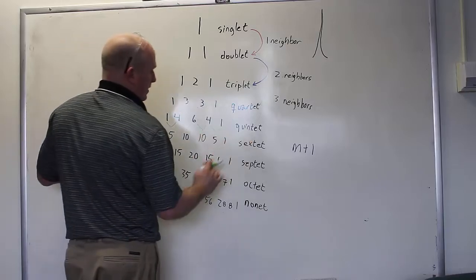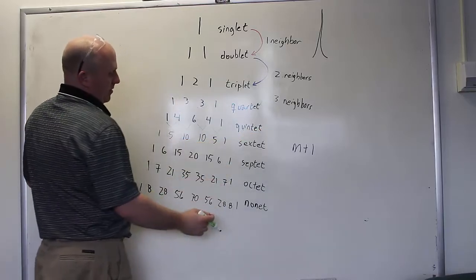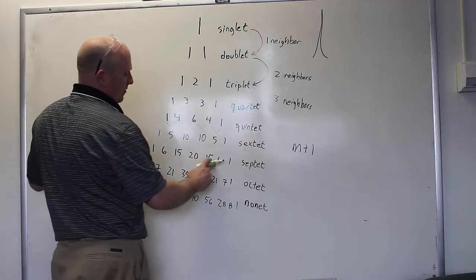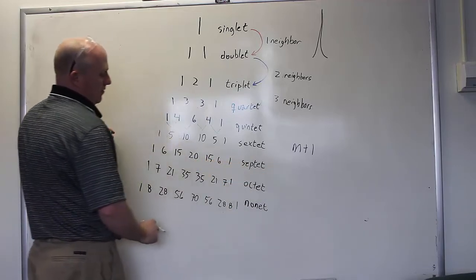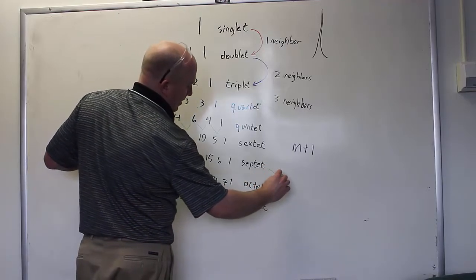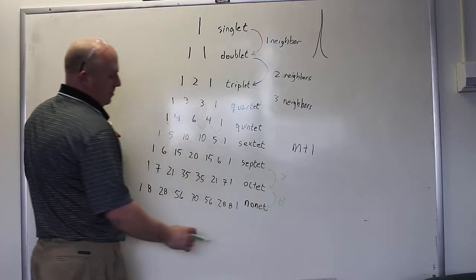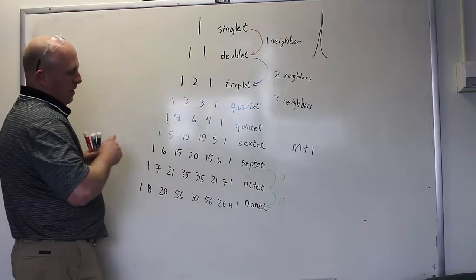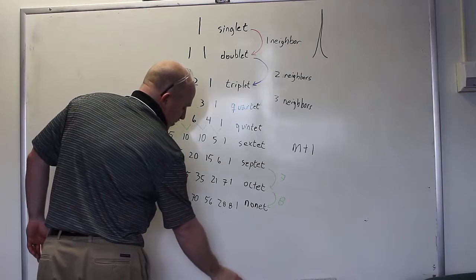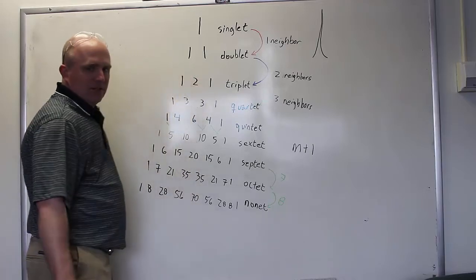That'll be a sextet. That implies 5 neighbors. 6 neighbors gives a septet. 1, 6, 15, 20, 15, 6, 1 as the relative heights, and so on down the line. So, presence of 7 neighbors is an octet, presence of 8 neighbors is a nonet, and so on. Pascal's triangle gives rise to the number of expected lines in a given signal.